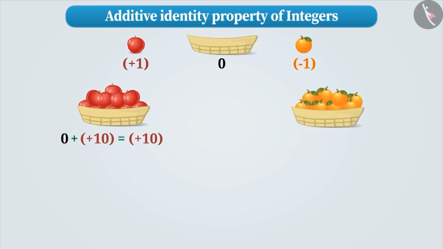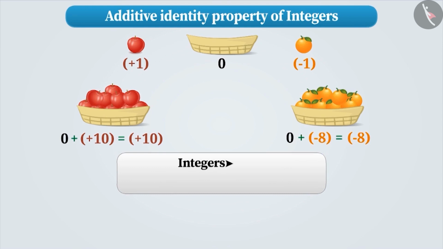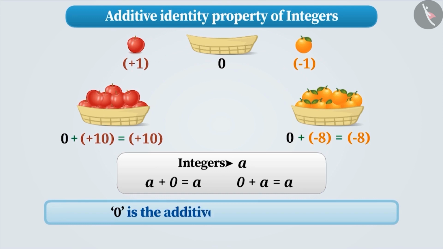Similarly, if we place 8 oranges in an empty basket, then the value of the basket becomes 0 plus -8, which is equal to -8. Therefore, adding any integer a to 0 gives the same integer. Since the value of integer doesn't change even if we add 0 to it, we can say that 0 is the additive identity of integers.